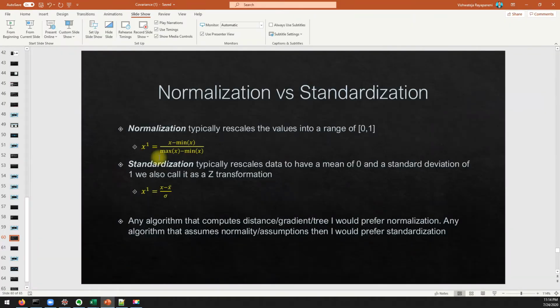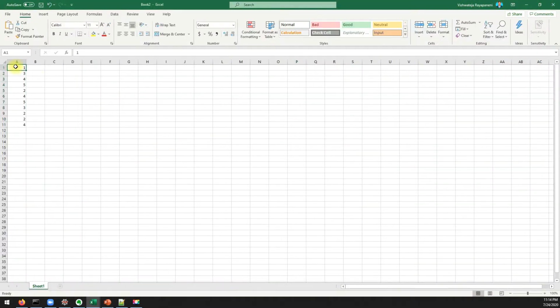We know the formula of normalization: x minus minimum value of x, divided by maximum value of x minus minimum value of x. So what we need to find is the minimum and maximum value. Let's say this is the x variable. In Excel we have a formula to find the minimum value, but it's a very small data set, so obviously 1 is my minimum value and 5 is my maximum value, which I know.